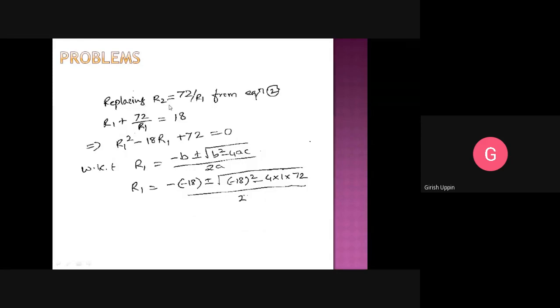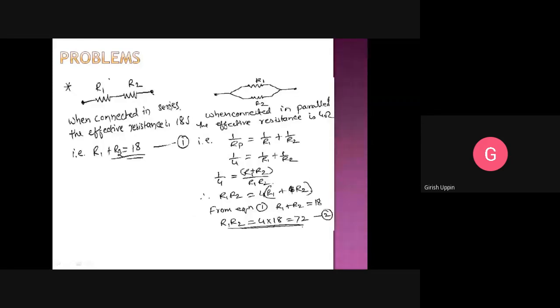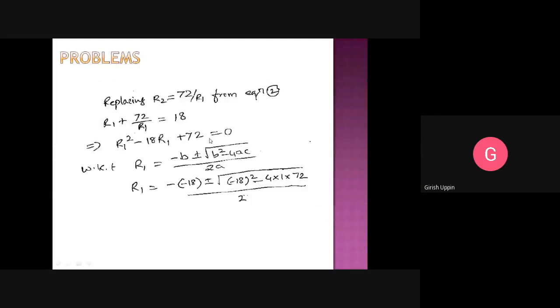Replacing R2, we will write this equation in terms of only one variable, either choose R1 or R2. In this particular case, we have chosen R2 is equal to 72 by R1.